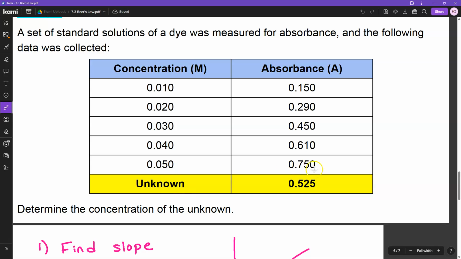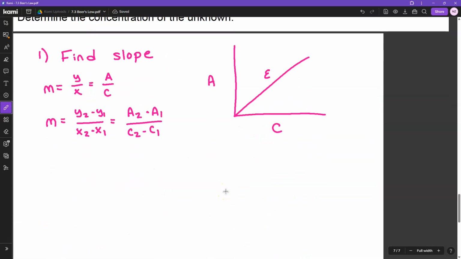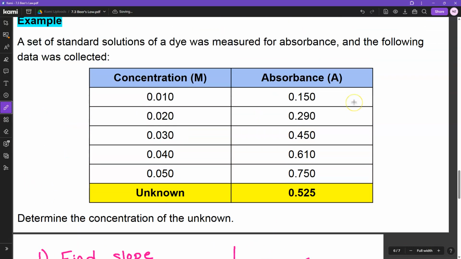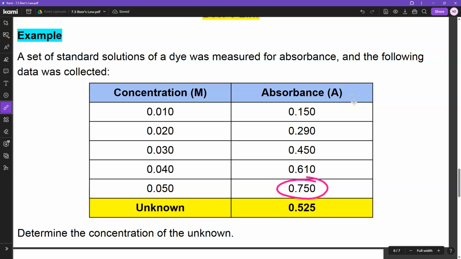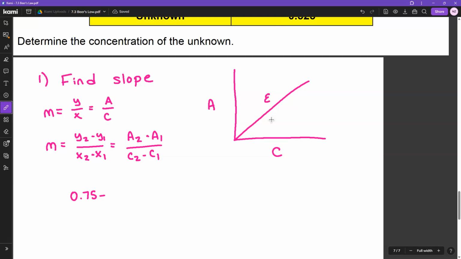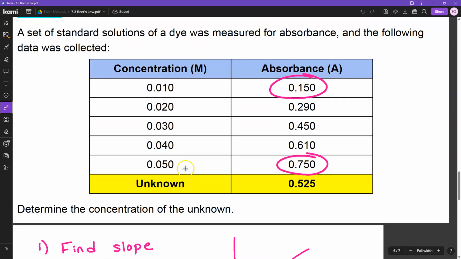So my absorbance of 0.75 minus my starting absorbance. So I'm looking at these two values, 0.75 and 0.15, over my concentrations. Those would be 0.05 and 0.01.